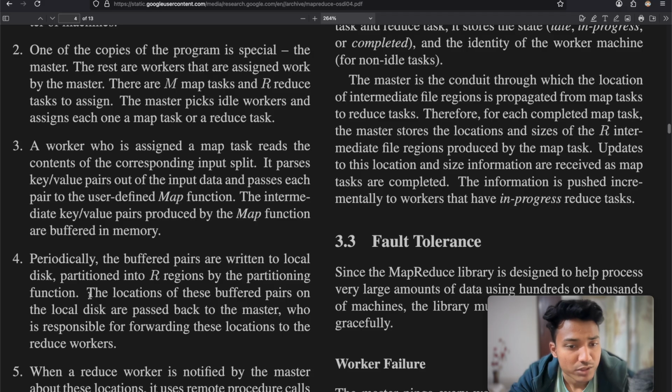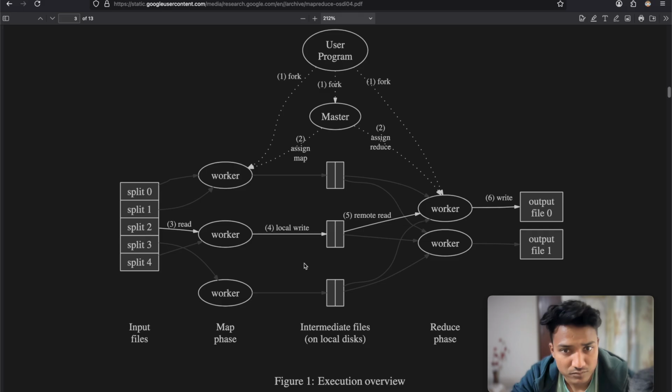Now, once they are flushed, the location of these buffered pairs on the local disk is passed back to the master. Okay, sorry, I missed this line. Periodically, the buffered pairs are written to local disk, partitioned into R regions by the partitioning function. Once we have it written on the local disk, it will be partitioned by whatever the user function returns. I think this should also be done by the MapReduce library.